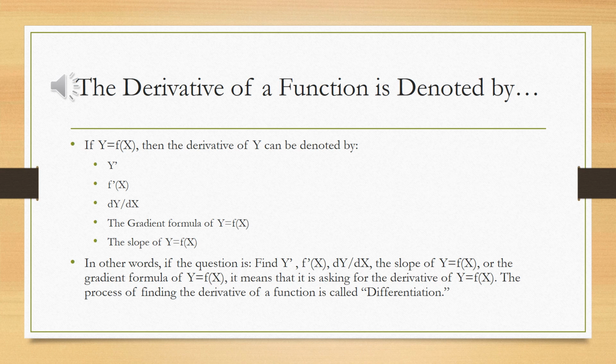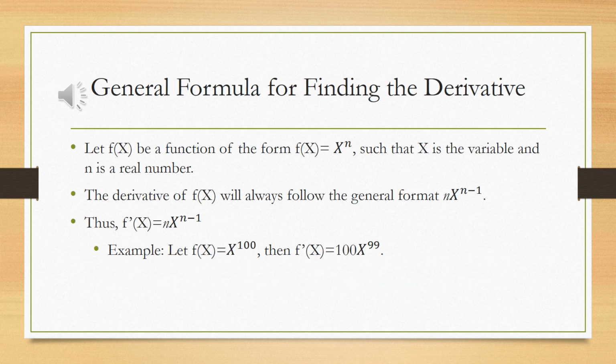The process of finding the derivative of a function is called differentiation. Since there is an infinite number of functions within the scope of math, we need to set different rules to find derivatives. The first rule concerns the functions of the form f of x equals x to the power n, where x is the variable and n is a real number. As for example, f of x equals x to the power 100, in which x is the variable and n is the real number 100.